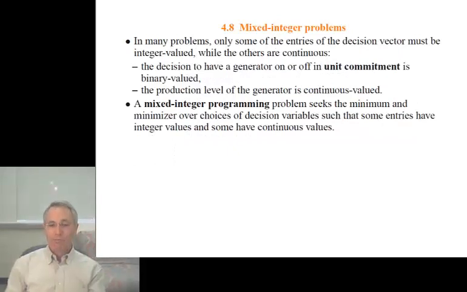Well, sometimes our problems not only have integer variables, but also have continuous variables. Such a problem is called a mixed integer problem. So, as well as the decision to have a generator on or off, a unit commitment problem being a binary variable, we also typically need to specify the production level of an in-service generator, and that will typically be a continuous value. So a mixed integer programming problem is attempting to find the minimizer over choices of decision variables such that some entries have integer variables, some have continuous variables.